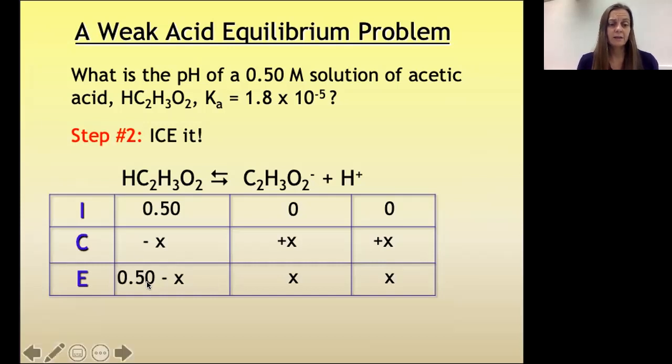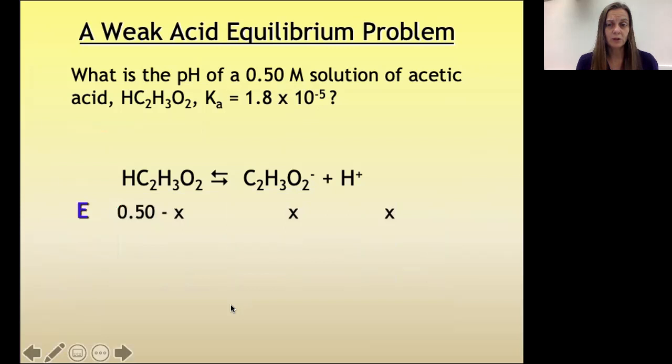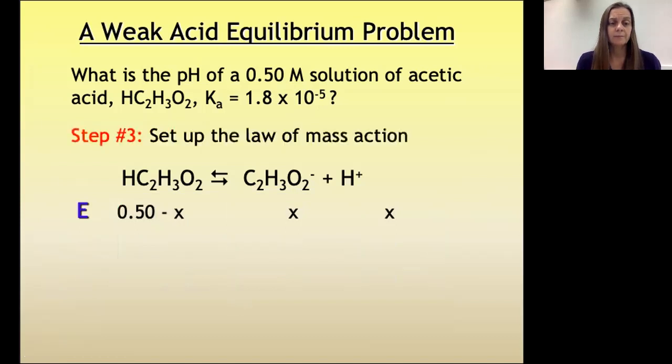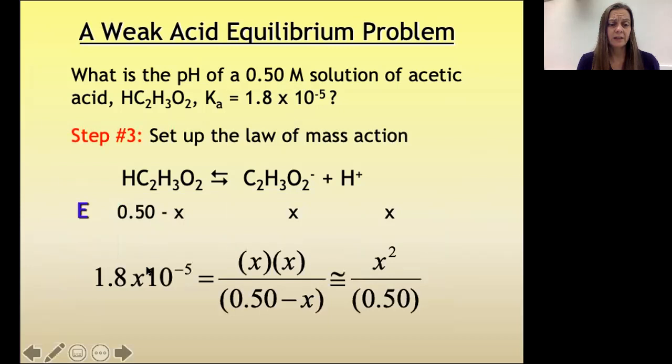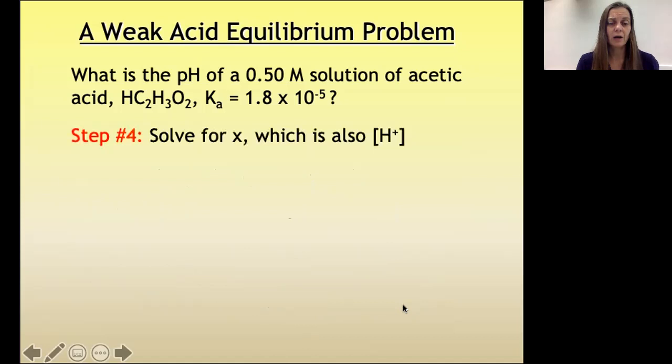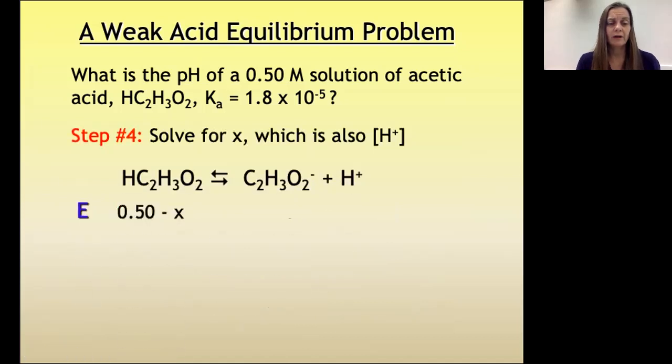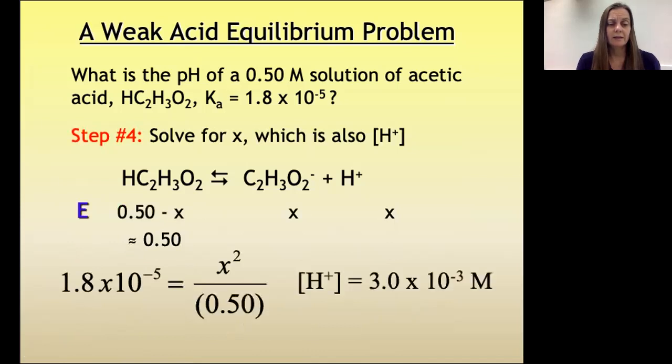Now, because this is 0.5 and the Ka is so very small, we're going to make the simplifying assumption. So here at equilibrium, we're going to plug all of this into our Ka expression. Our Ka expression says that Ka is equal to acetate ion concentration times hydrogen ion concentration divided by acetic acid concentration. But again, we're going to make that simplifying assumption that 0.5 minus X is approximately 0.5. And that allows us to solve relatively easily for X, which is also our hydrogen ion concentration. And we find that X is equal to 3 times 10 to the negative third molar.